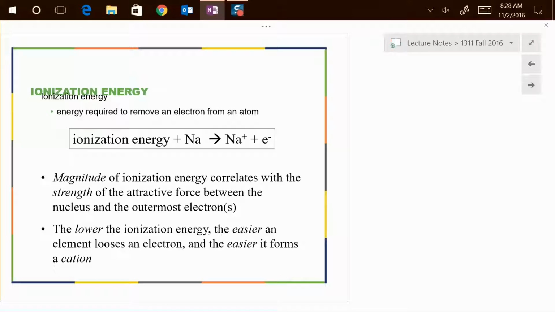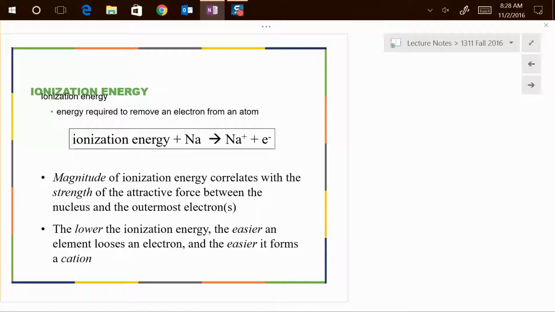What do you think happens to the ionization energy as I move this way and the atom gets bigger? It gets lower. So lithium has a lower ionization energy than fluorine.